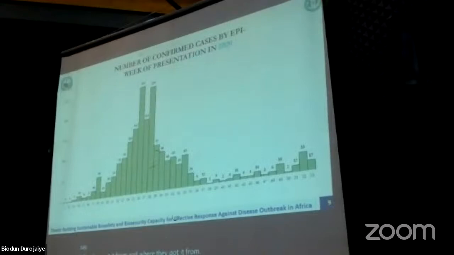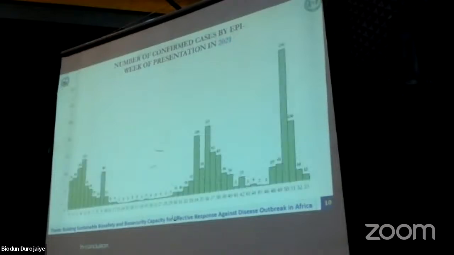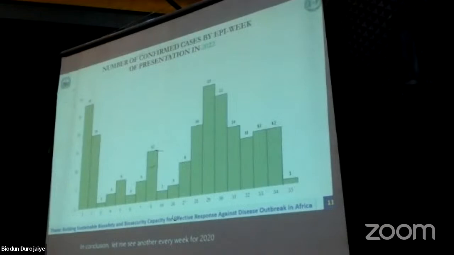This is just the epidemic curve of the disease. Apart from the first weeks of 2020, January and February, the first recorded positive in our facility was around the second week of March 2020, that is week 4. You can see that in all the weeks of the year we had positives throughout, except this. Oh, sorry. This is another epidemic curve for 2021, another one for 2022.